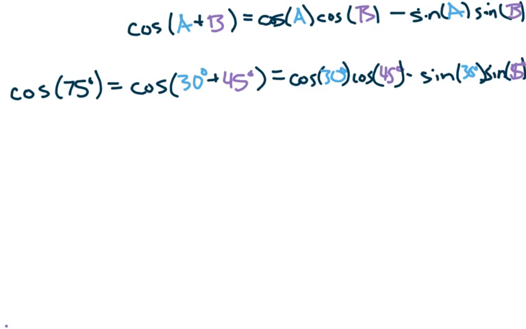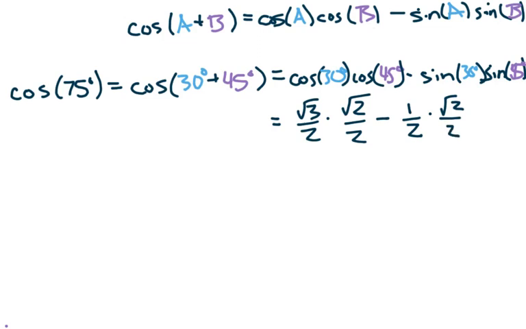And again, while we don't know the cosine of 75 degrees, we do know the cosine of 30 degrees, and the cosine of 45 degrees, and all the rest of these. We know those. So what is the cosine of 30 degrees? If you said root 3 over 2, good for you. The cosine of 45 degrees? The square root of 2 over 2. The sine of 30 degrees, 1/2. And the sine of 45 degrees, we get this.